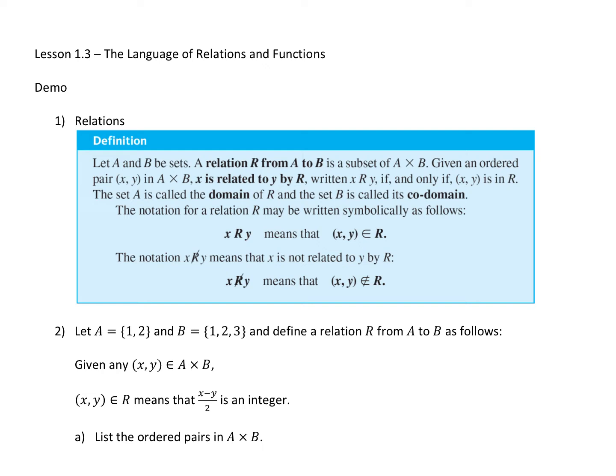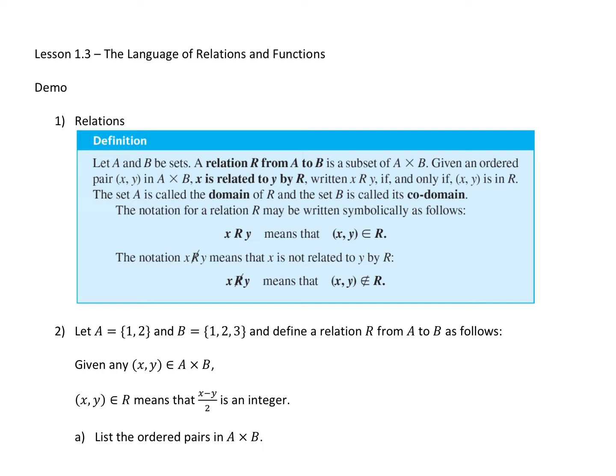in A cross B, and we would say that x is related to y by R, which you write x R y, short for x related to y, if and only if the point x y is in R, which is a subset of A cross B. So the set A is called the domain of R, and the set B is called the codomain of R.